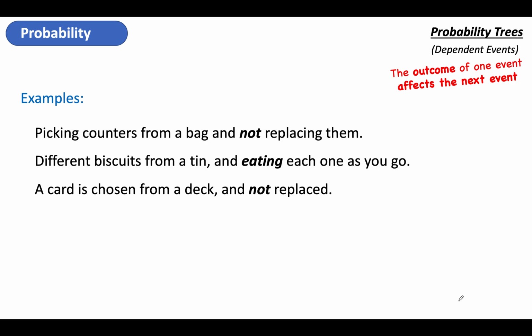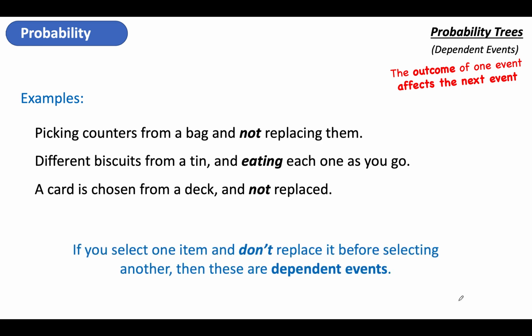A card is chosen from a deck and not replaced. Again, you take a card out. Is this your card? Then you keep it out of the deck, and then you take another one. There's one fewer cards in the deck of cards. I should have said fewer biscuits as well, shouldn't I? It's not less, it's fewer. Every time you take one out, there's one fewer card, and so the probabilities change. If you select one item and don't replace it before selecting again, these are dependent events.